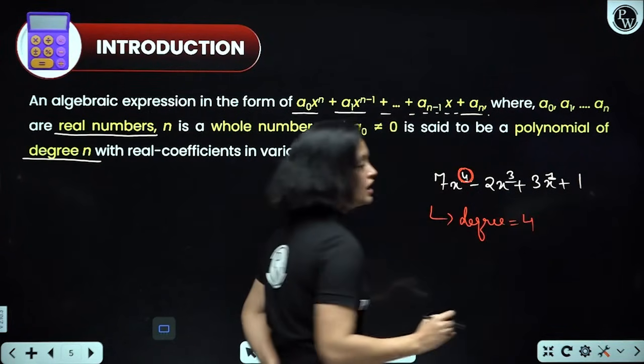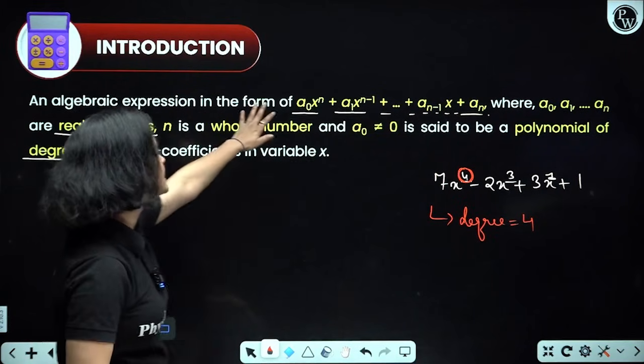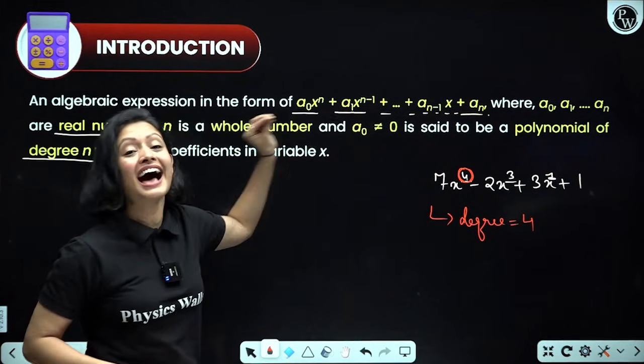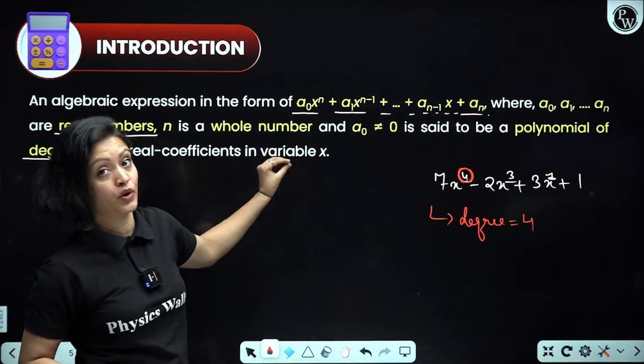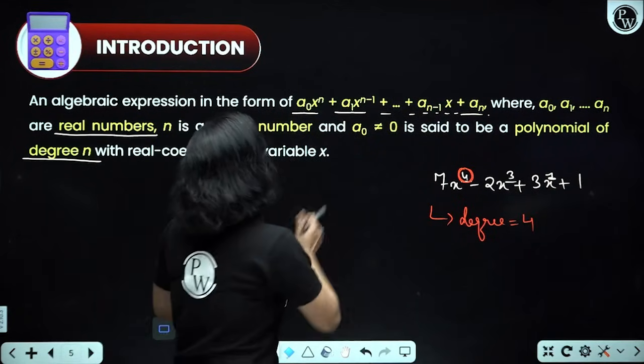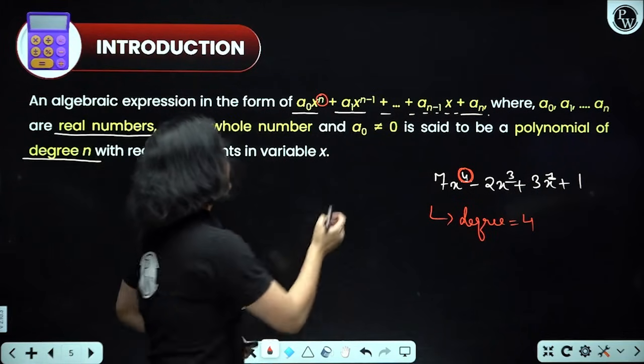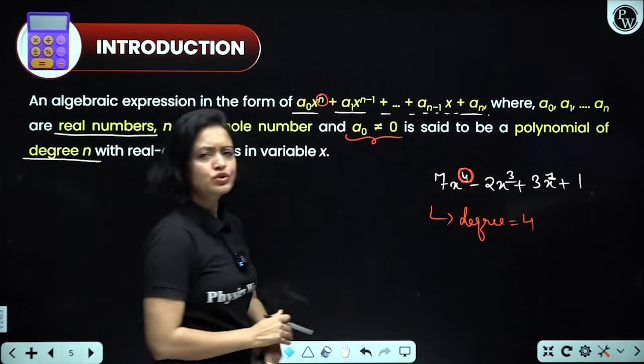Degree is equal to 4. So, highest power of the variable. Got it? Now they are saying that this entire thing that is written has a degree of n. That means the highest power of the variable is n. This n is the highest power of the variable. Got it? Now they have written that a0 cannot be equal to 0.